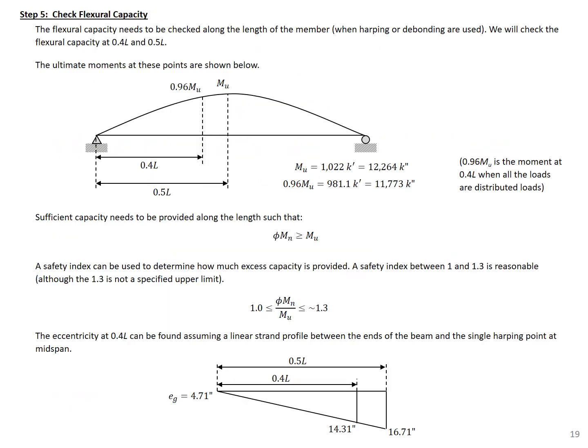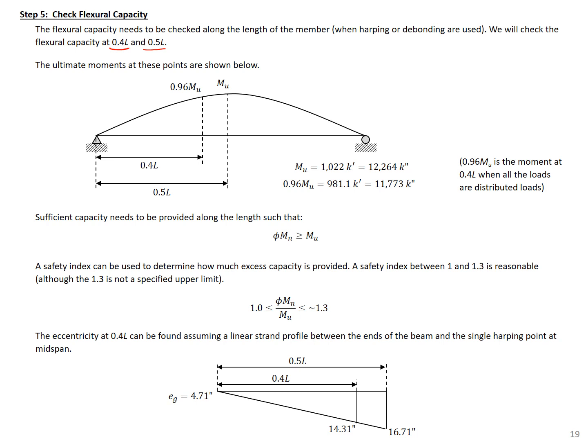Our next step is to check our flexural capacity. Again, we need to make sure that our flexural capacity checks along the whole length of the member. With harping or debonding, you may need to check more places than just midspan. So here we're going to check at 40% of the length and at midspan.